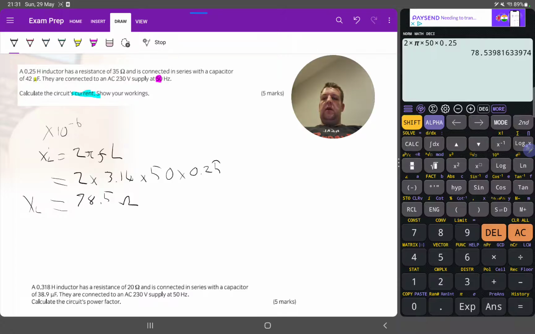Step 2 that we're going to look at is measuring our capacitance. So capacitance is slightly different. It's X for reactance and C for capacitance. So capacitive reactance XC. And the equation for that is 1 divided by 2 pi F for frequency and C for capacitance.